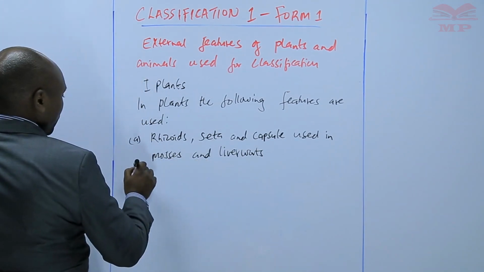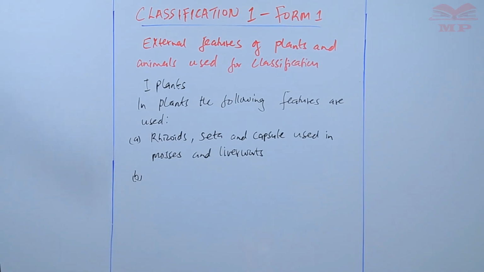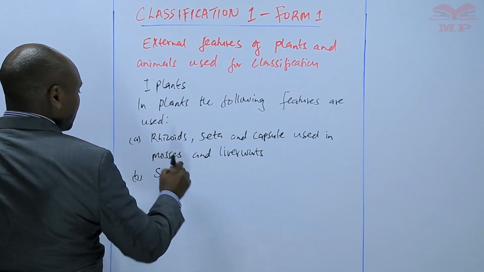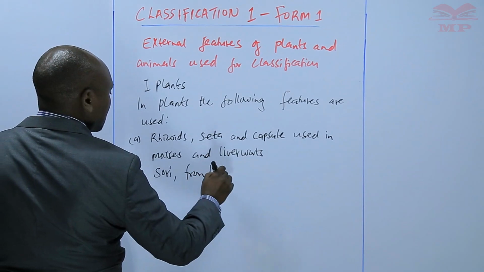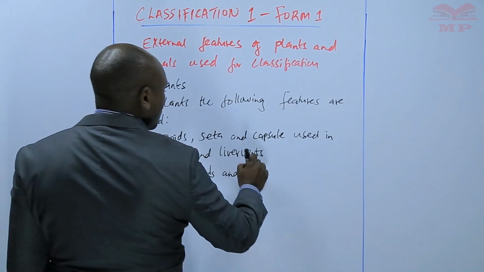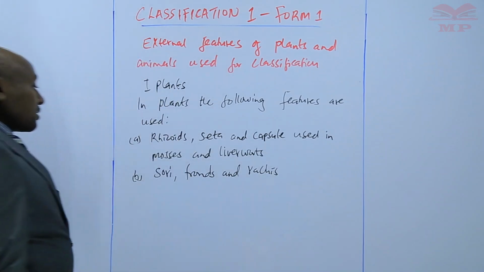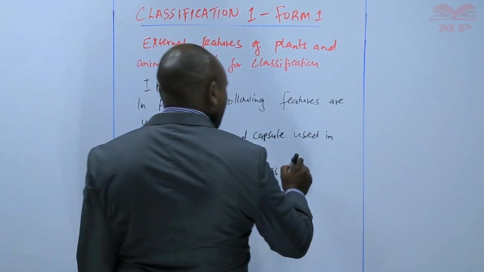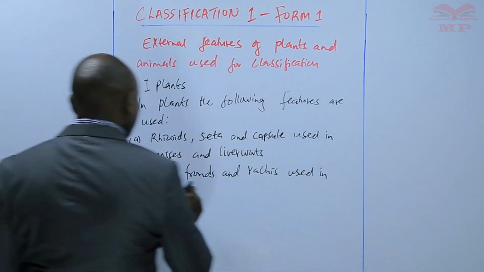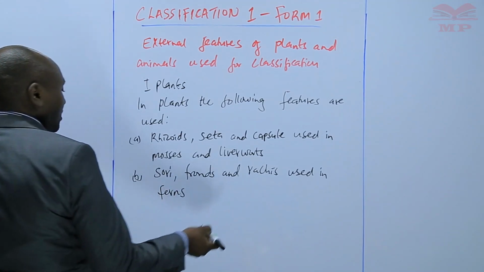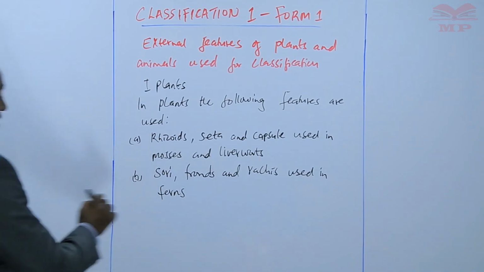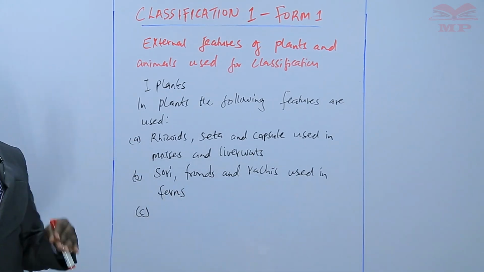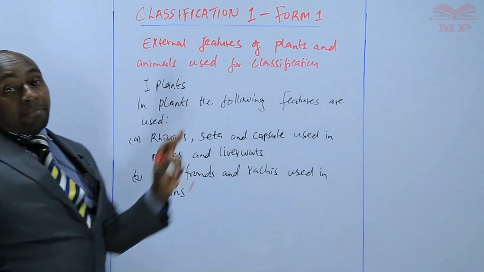If you go to another category of plants, there are some plants that we use structures called the sori, the fronds, and rachis. These are some structures that are found in a little bit more advanced plants, such as used in ferns, the fern plants. But the most common feature that we are very familiar with, of course, the first two will come across them much later when we do classification number 2.